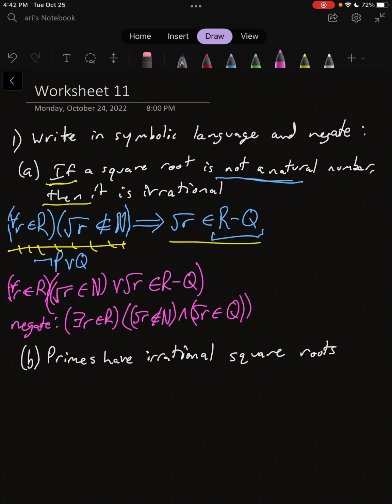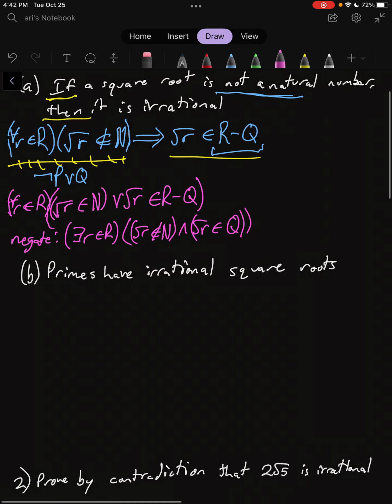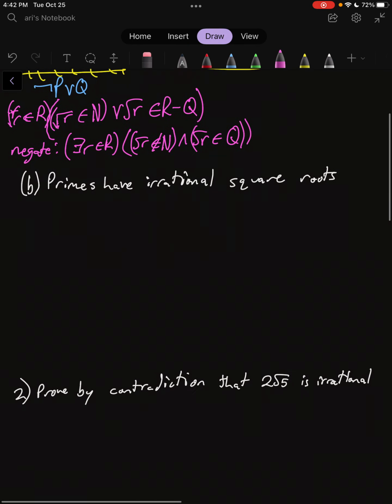And I feel like the fact that the words natural and rational rhyme makes this so confusing to talk about, at least for me. I'm confusing myself talking about this, but hopefully that helps clarify some things about that problem.